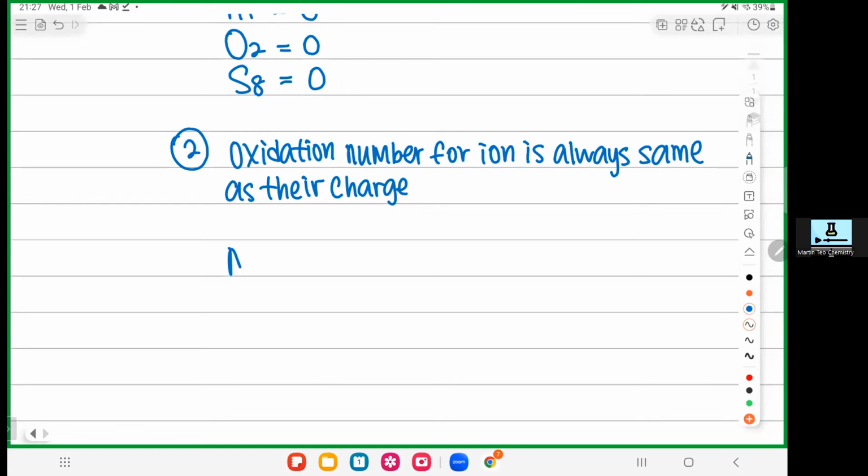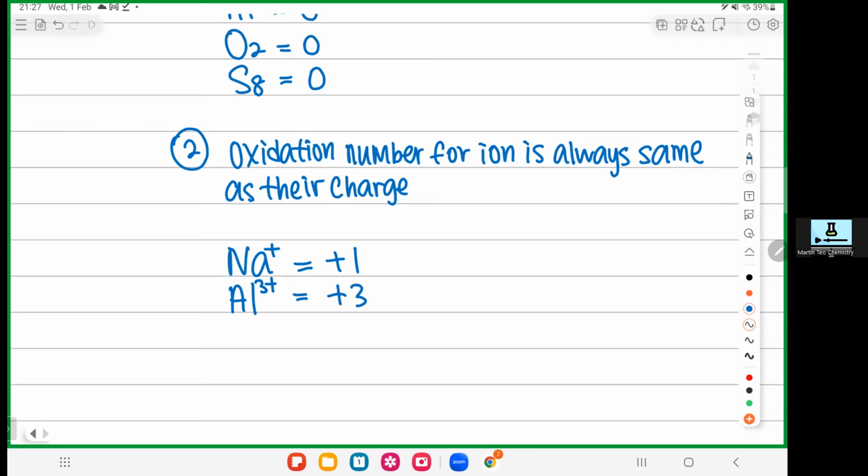Example, you have Na+. Is it ion? Yes, because you got charge. So Na+ got charge, is ion. So for ion, the oxidation number is the same as the charge. So it's +1. So let's say aluminium, Al3+. What is the oxidation number? Copy back the charge, +3.